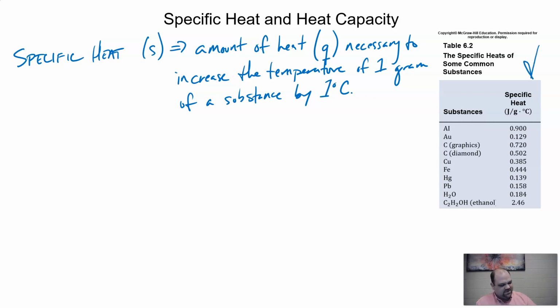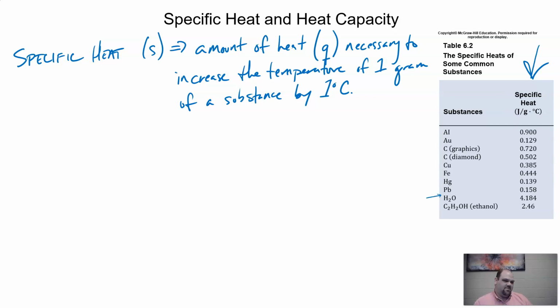Over here on our table, you see some specific heats for various substances. Water is here. Water is 4.184 joules per gram degree C. You can tell that's the highest on this list. Water has a very high specific heat.